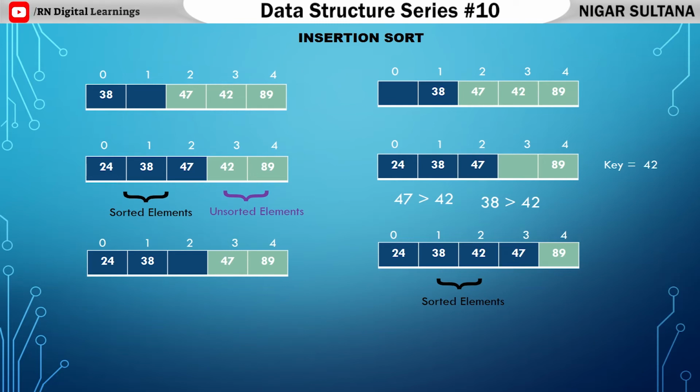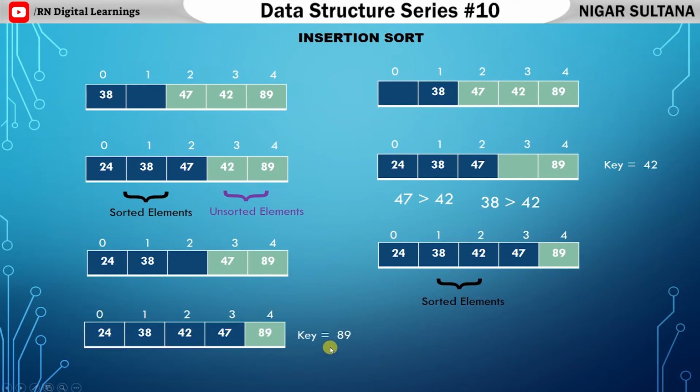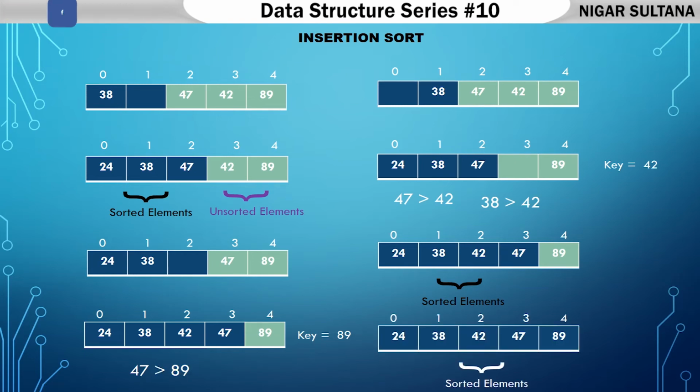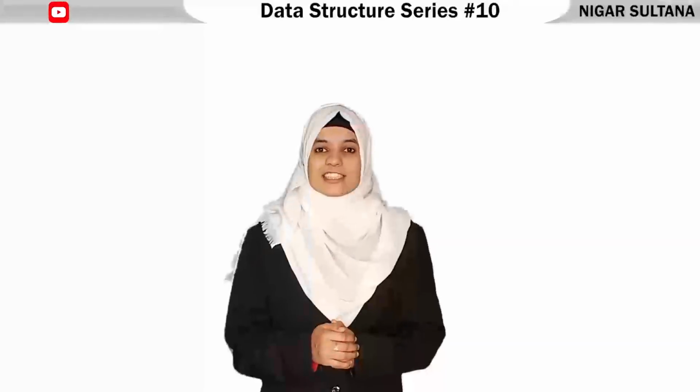Till now, we have 4 elements which are sorted: 24, 38, 42 and 47. Only one element is left over in the unsorted array. Now this 89 is my key. Now I'll be comparing this 89 with the sorted elements. Is 47 greater than 89? No, it's not greater. Then this 89 will come after 47 itself. So I'll be placing 89 after 47. So now 24, 38, 42, 47, 89, all these elements are arranged in order. So now these 5 elements are considered sorted elements. This is the working of insertion sort.